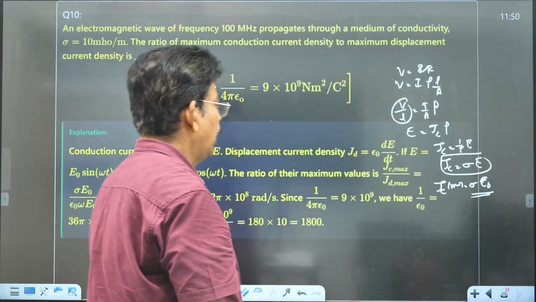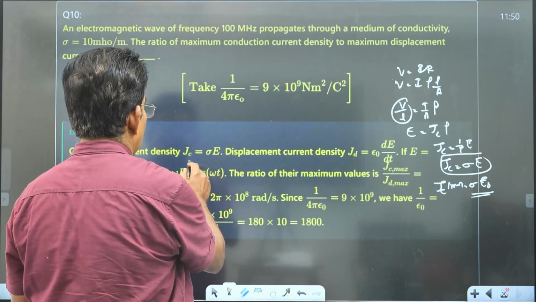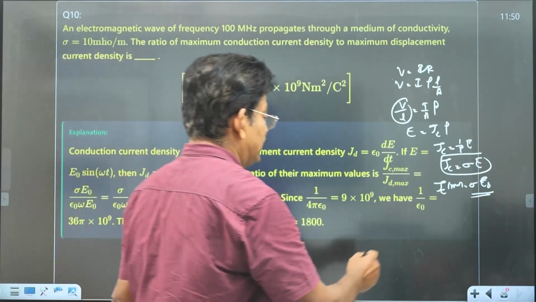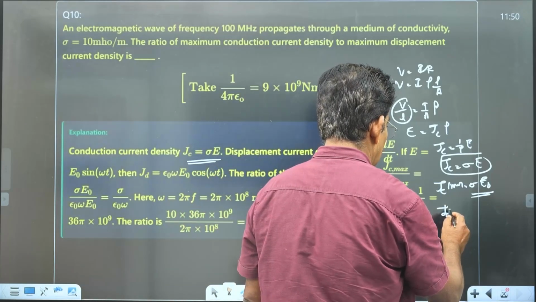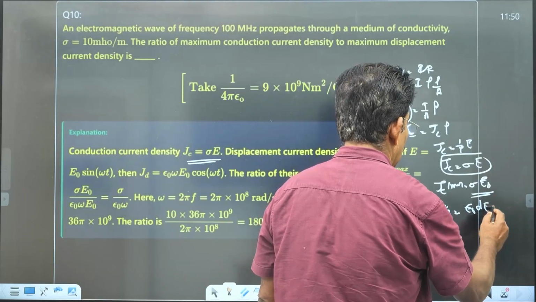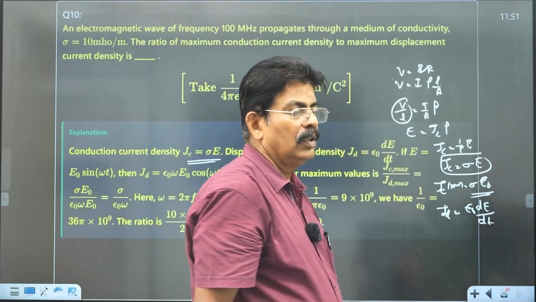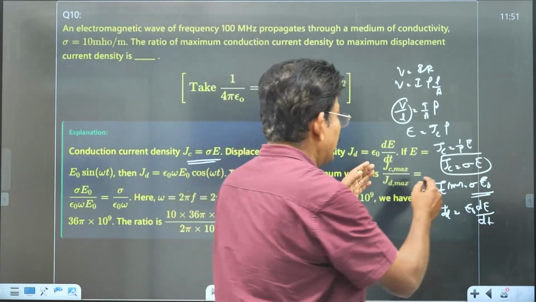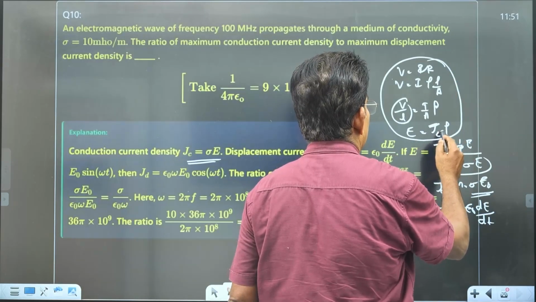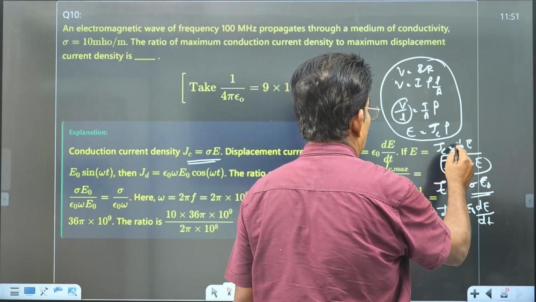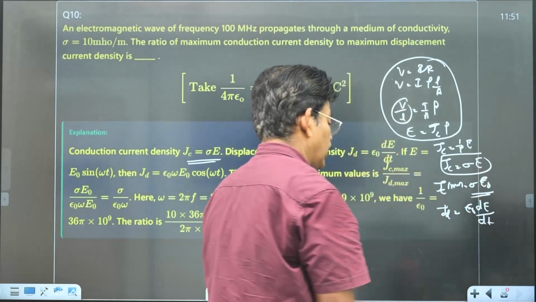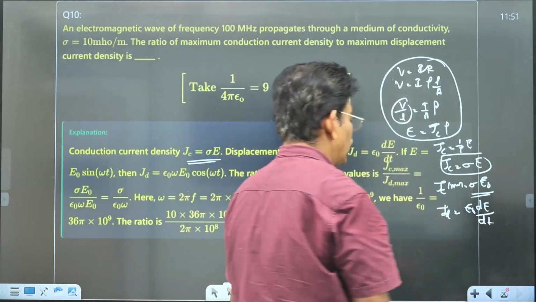Got it? Okay. That is sigma into E, and maximum means the maximum value. And the displacement current density we have written just now. What is that? Displacement current density we got as epsilon 0 into dE by dt. You remember this, but I derived how this comes. The conduction current density is 1 by rho into E, that is sigma into E, with the maximum value of the electric field.